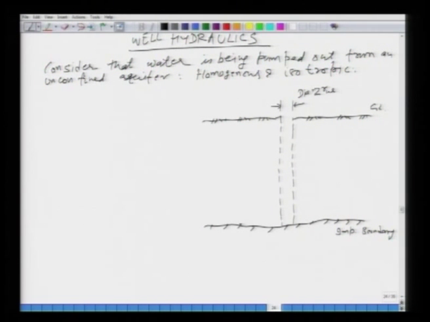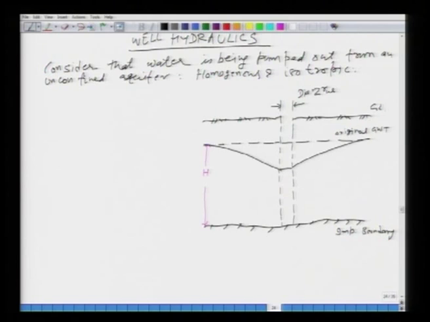Let us say originally the groundwater table is like this. So, this is your original groundwater table, and once you start pumping the water, you are going to have a drop in the water table like this. Let us say the total height is h originally.